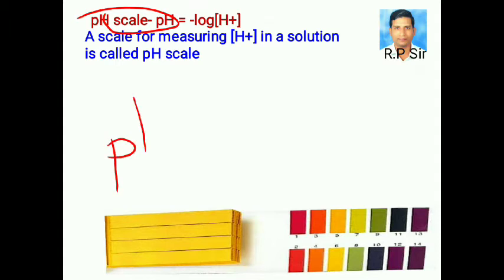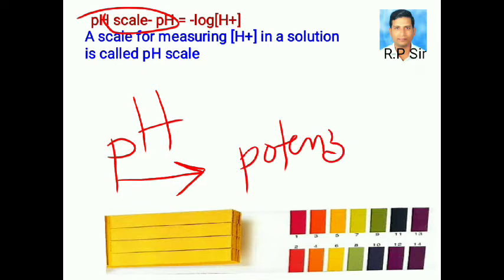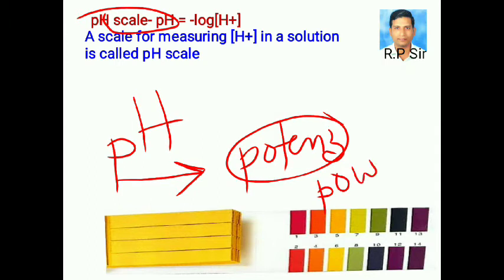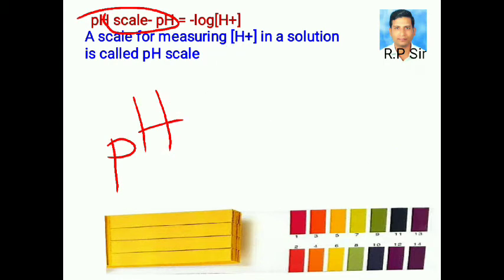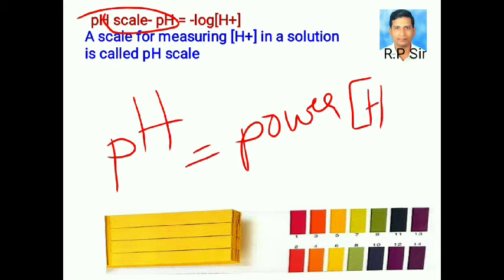In pH, P stands for potenz. It is a German word. The meaning of this word is power. And H stands for hydrogen ion concentration. That means pH is nothing but power of hydrogen ion concentration in a solution.